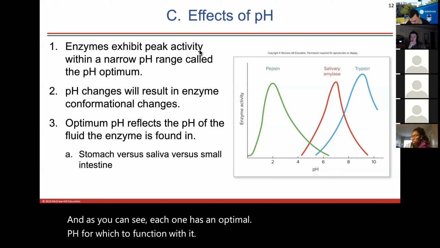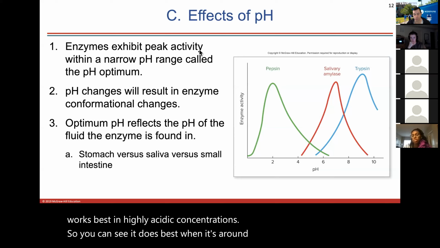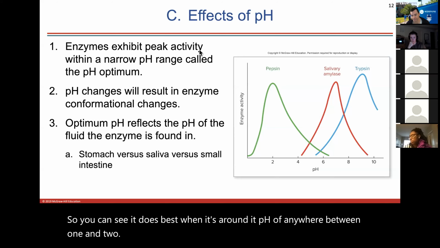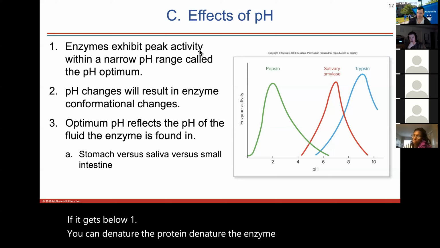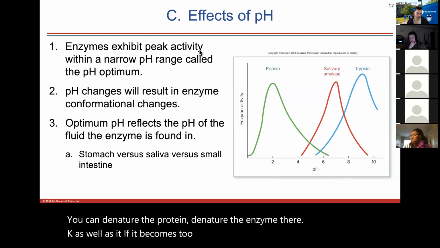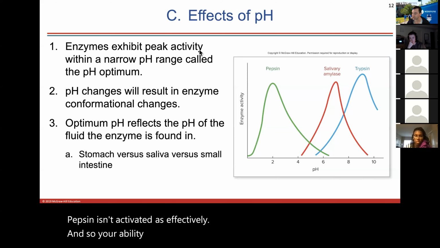Pepsin works best in highly acidic concentrations. So you can see it does best when it's around a pH of anywhere between 1 and 2. If it gets below 1, you can denature the protein. You can denature the enzyme there. As well as if it becomes too alkaline. If it becomes too alkaline, pepsin isn't activated as effectively. And so your ability to break down proteins goes down.